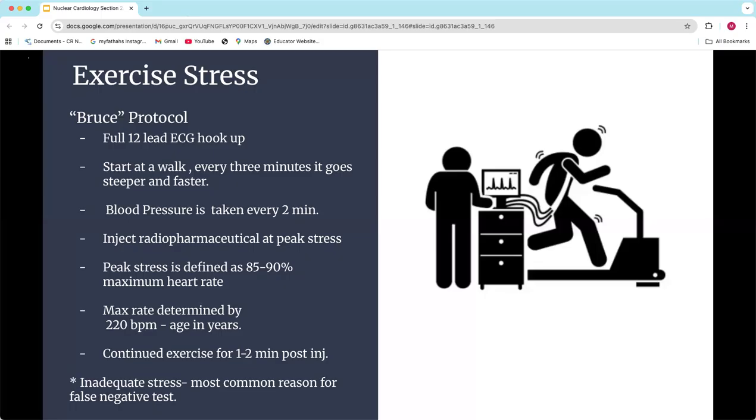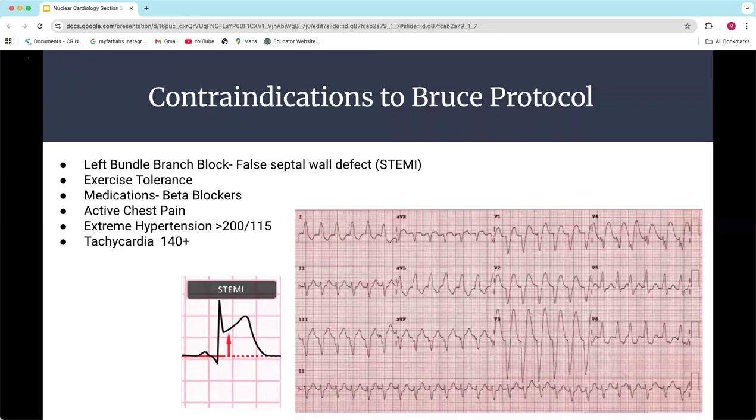So let's go to this one. Oh, we want to talk about contraindications. That's right. This is where my EKG was. I was thinking it was in a different place.